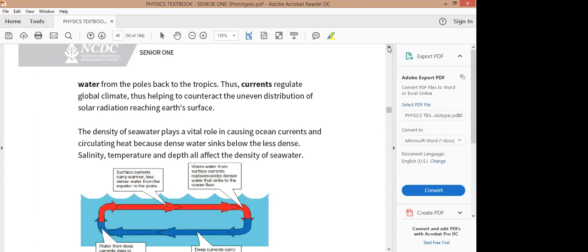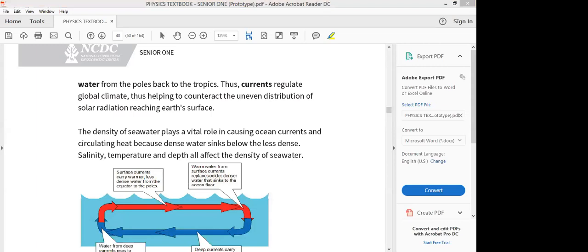Teacher, for me, I just wanted to explain how density of seawater affects ocean currents. Okay, quickly. Please do that very fast. Okay, I think she has a challenge.